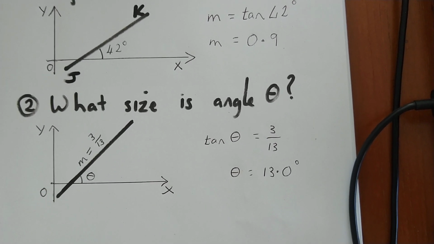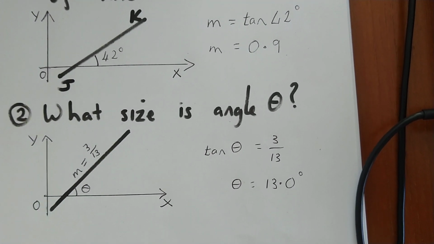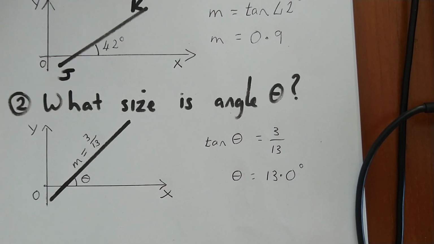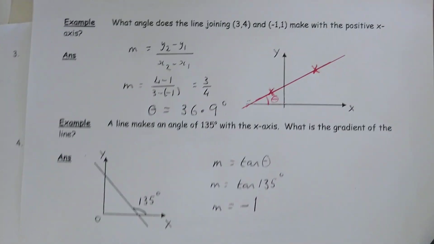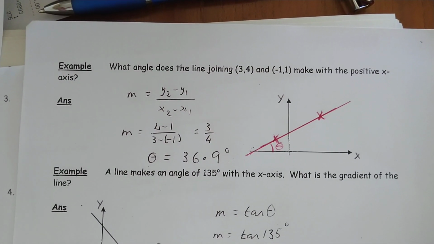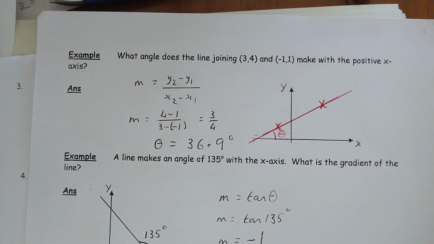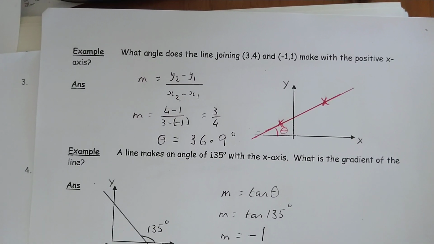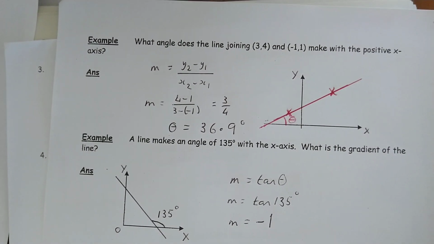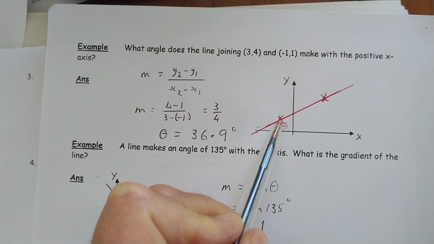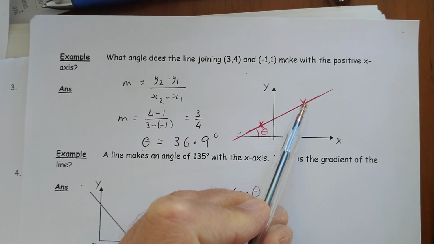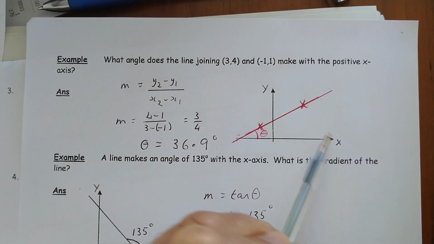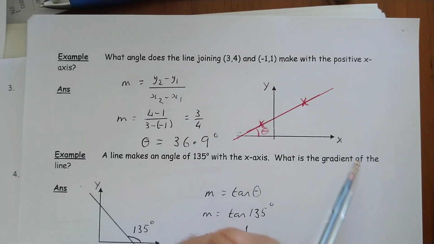How does it work out in practice, in higher exams and questions? Well, in the example on the second page in your sheet, what angle does the line joining 3, 4 and minus 1, 1 make with the positive x-axis? So, stick a little sketch in here. Here's my negative 1, 1. Here's my 3, 4. It's just a sketch, it's not that accurate. By the way, make sure you put in x and y. They should always be on your diagrams.